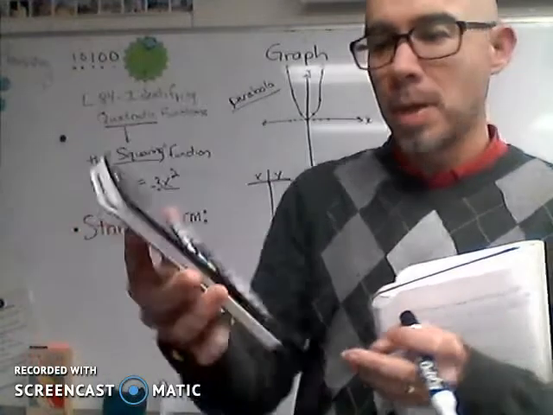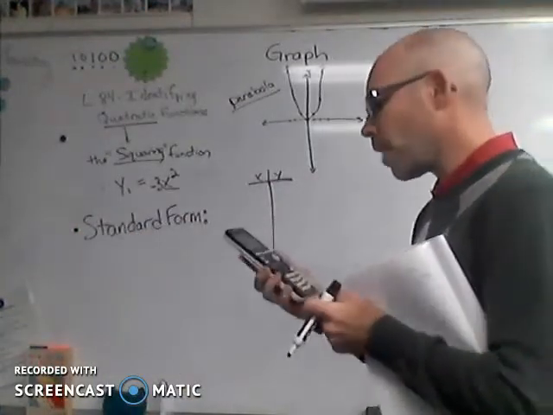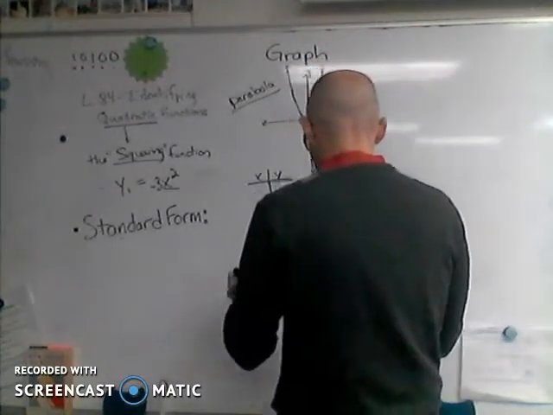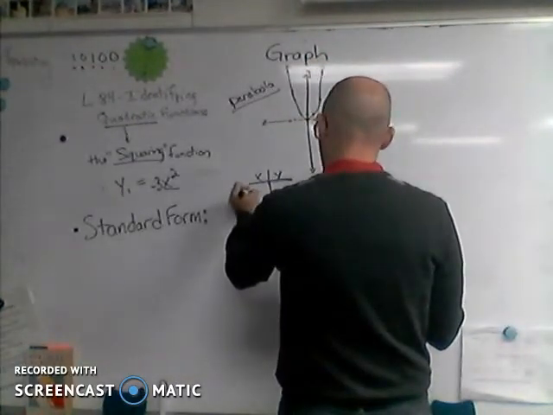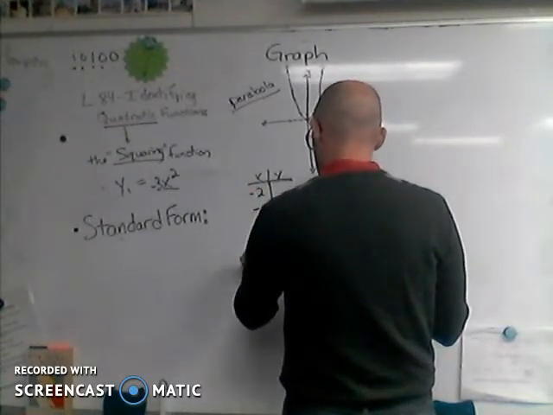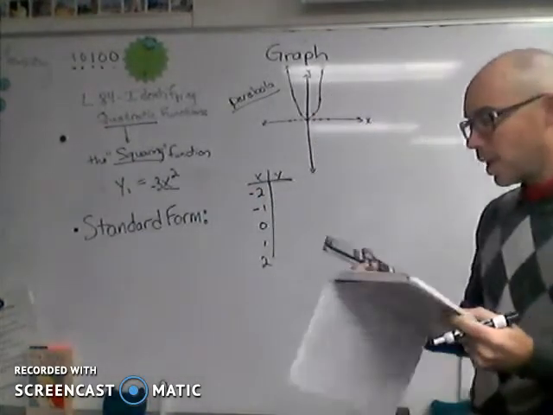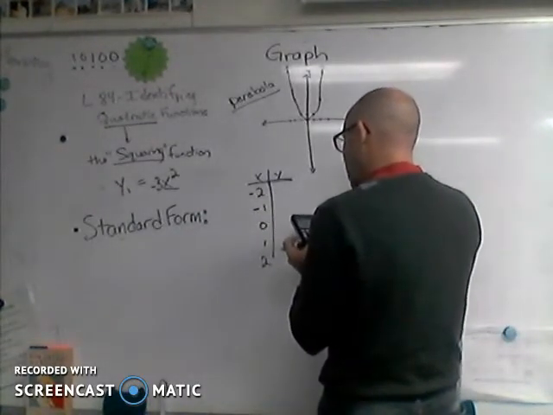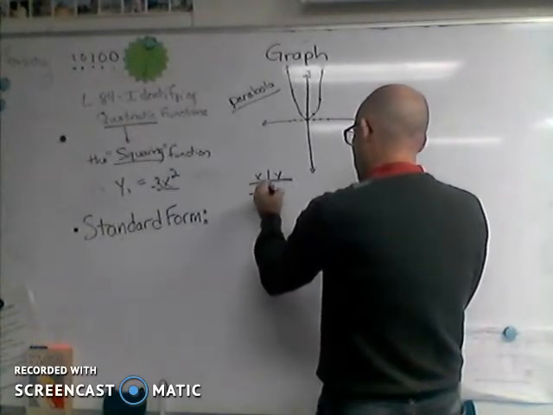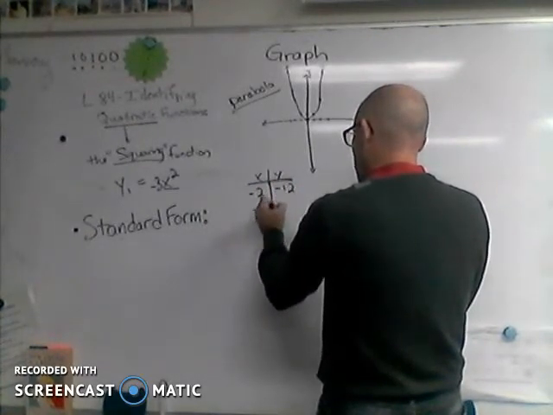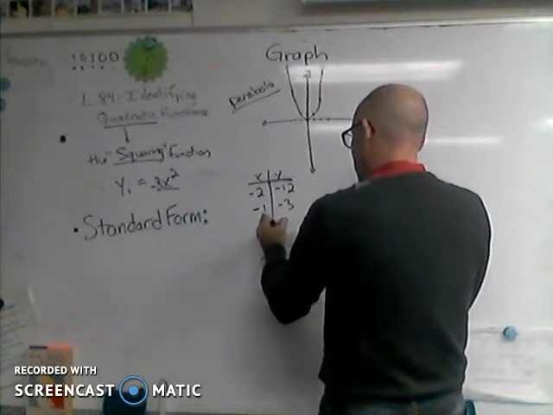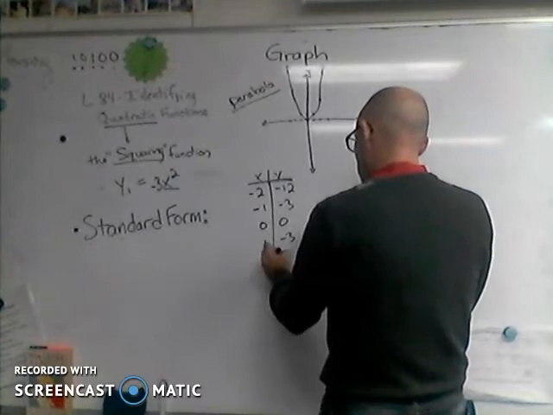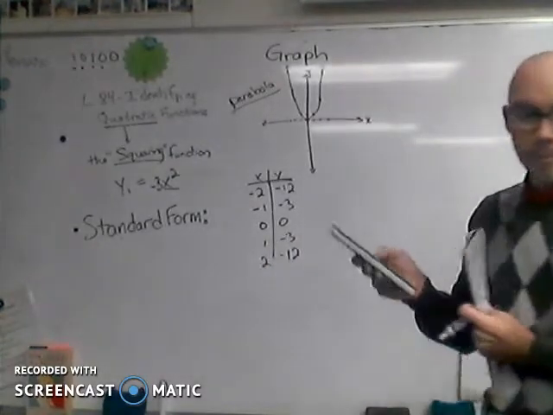You get a bunch of ordered pairs, which then you could graph, and probably the only ones you're gonna wanna graph are the ones that are closest to the origin. In the book, I think they have you try these, but let's see what the outputs are when we input these. I'm gonna go down my list and see that negative 2 maps to negative 12, negative 1 goes with negative 3, 0 goes with 0, 1 goes with negative 3, and 2 goes with negative 12.